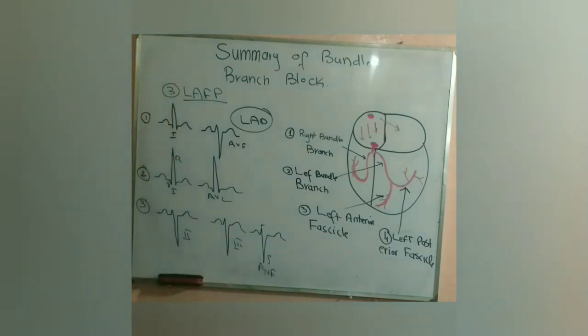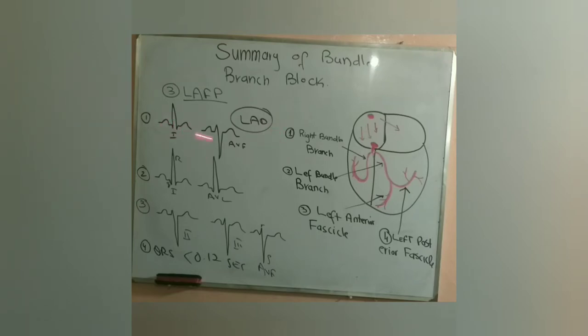And lastly, the QRS will be a narrow QRS complex. The QRS complex will be less than 0.12 second. So this will be left anterior fascicular block. How do you see the left anterior fascicular block on the ECG? There will be left axis deviation.